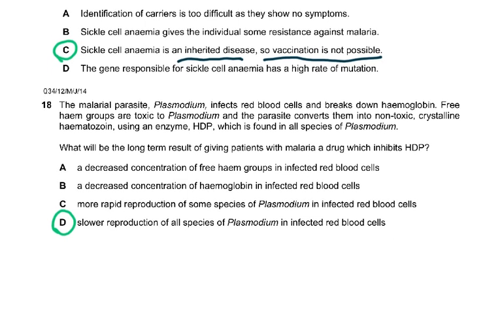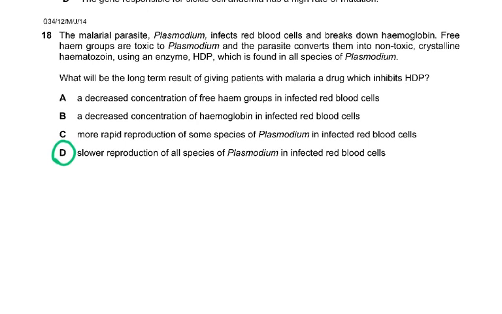Question 18. The malarial parasite Plasmodium infects red blood cells and breaks down hemoglobin. Free heme groups are toxic to Plasmodium, and the parasite converts them into non-toxic crystalline hematozoin using an enzyme, HDP, which is found in all species of Plasmodium. What will be the long-term result of giving patients with malaria a drug which inhibits HDP?